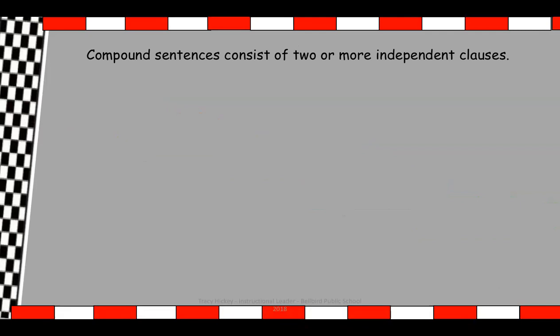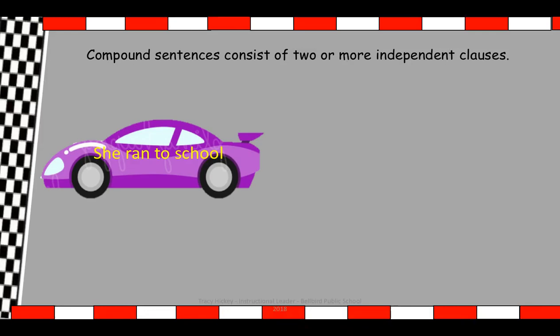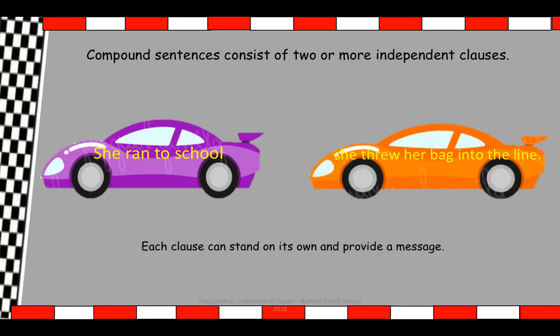The second type of sentence that we're going to talk about today is called compound sentences. So compound sentences have 2 or more independent clauses. Independent clauses are clauses that can be a sentence on their own. So, she ran to school, she threw her bag into the line. Both of those clauses can be sentences by themselves.